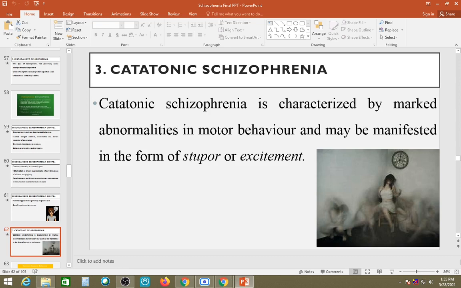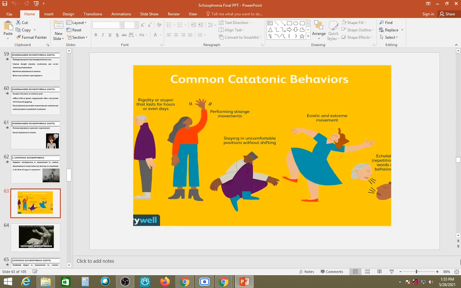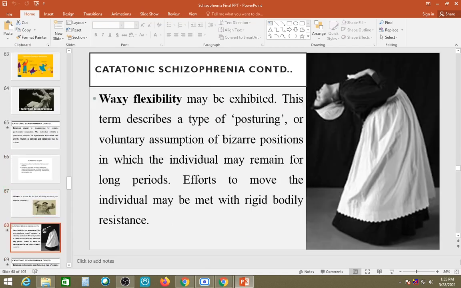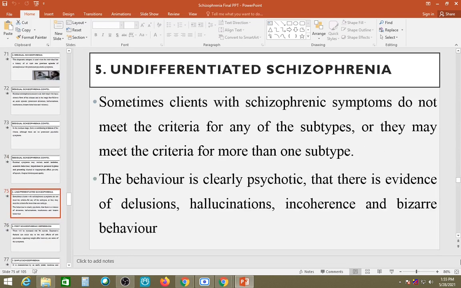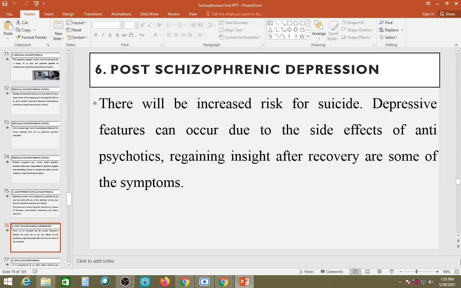So when we have waxy flexibility or posturing, along with the other features of schizophrenia, then we classify it as catatonic. Then we have the residual, that means one episode, but after that they don't have prominent psychotic symptoms, so they term it residual. Then undifferentiated, when it does not meet clearly any type, having few features of all of those, so they put it in undifferentiated schizophrenia.